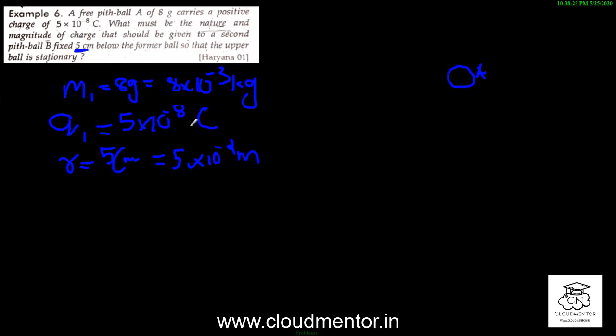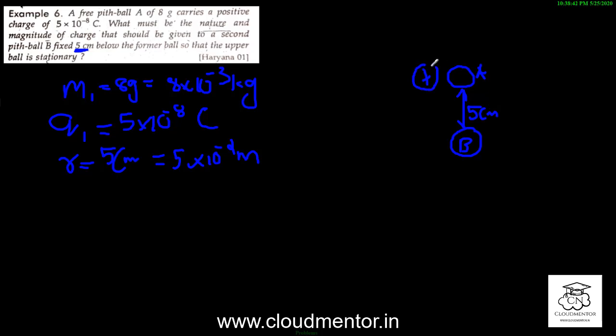And the question: the second pith ball B is placed below the former ball, that is A. B is placed below, and the distance between them is given as 5 centimeter. So the charge is given, that is positive charge here.